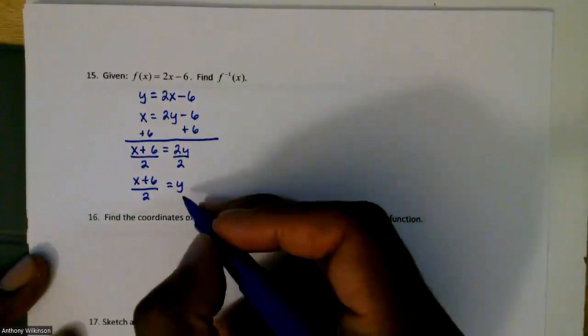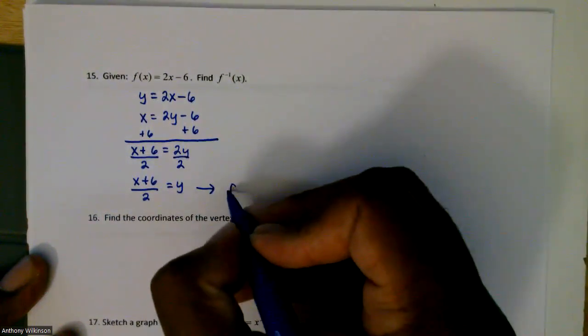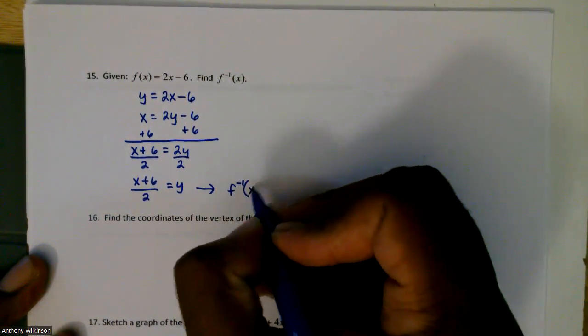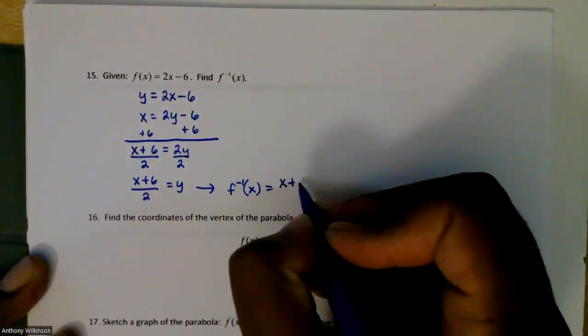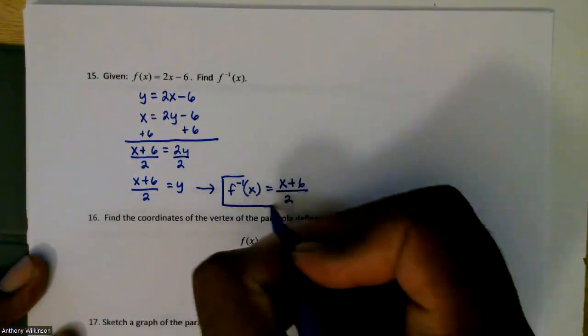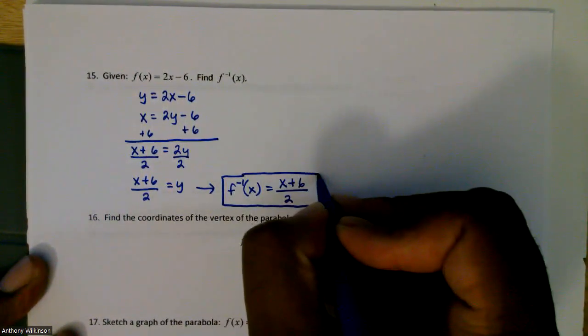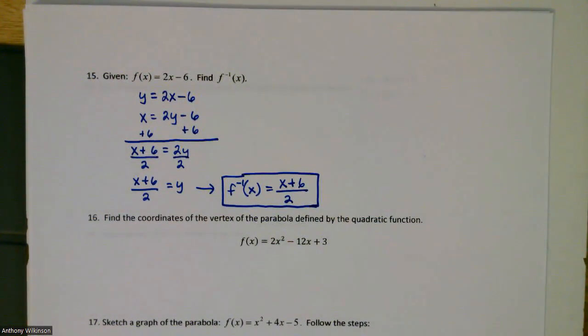Then the final step would be to replace that y with f inverse of x. So f inverse of x would be equal to this expression right here, x plus 6, whole thing divided by 2. Okay, so that's problem number 15.